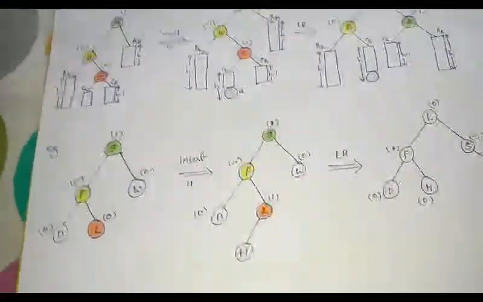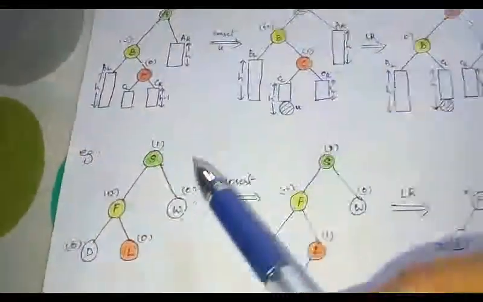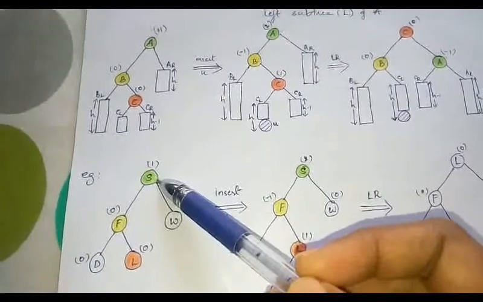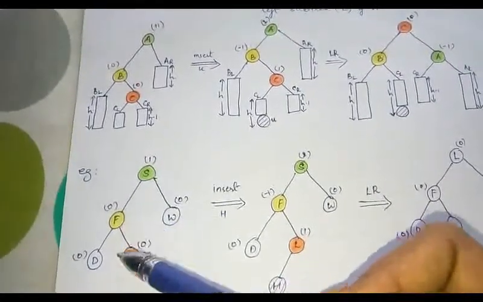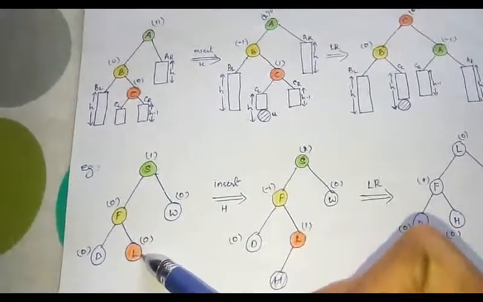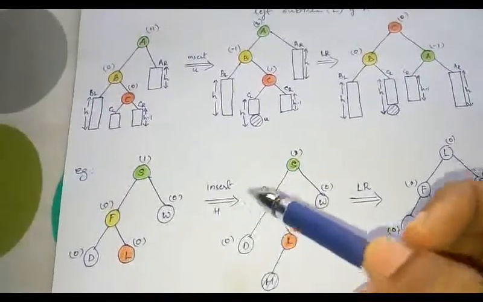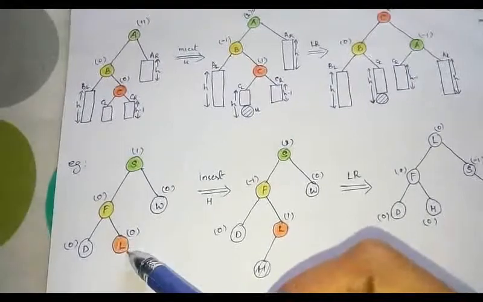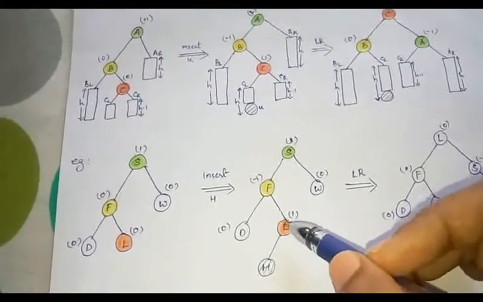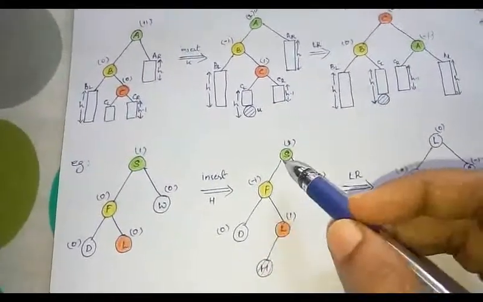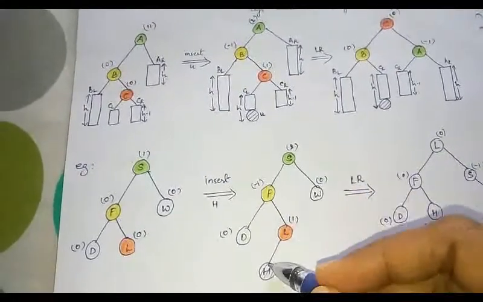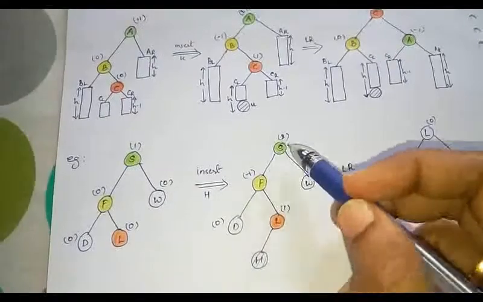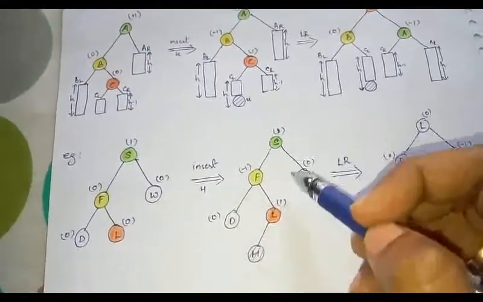Now consider this example. This is the tree which we have here. This green colored one stands for A, yellow for B, and this orange for C. Now a new node H was attached to this tree. It is attached to the right subtree of the left subtree of A. Here A is S. So H is attached here. Now the balancing factors have changed and it has become an unbalanced AVL tree.